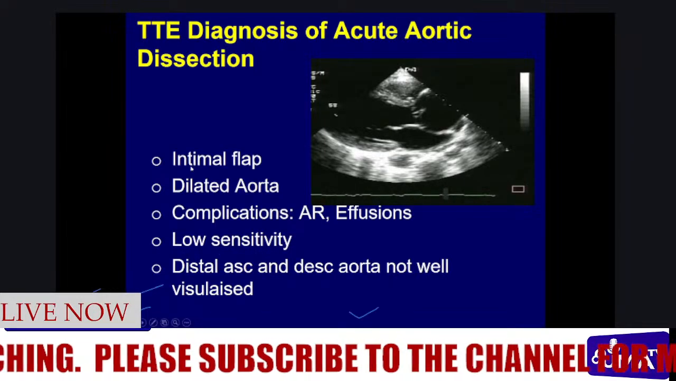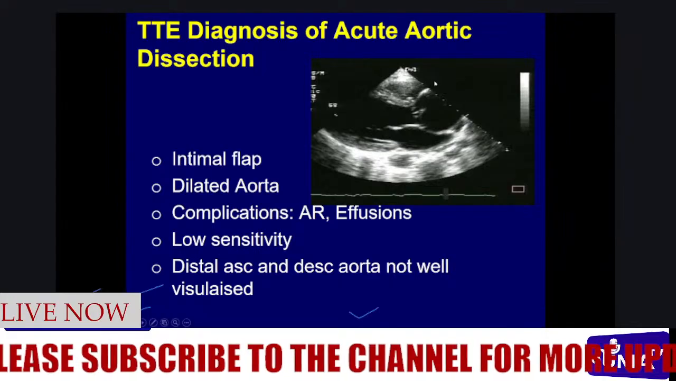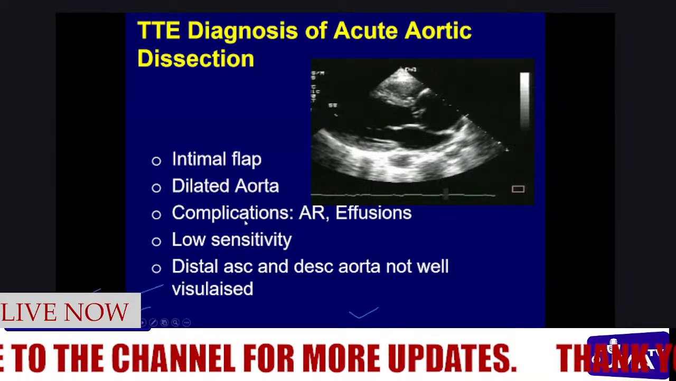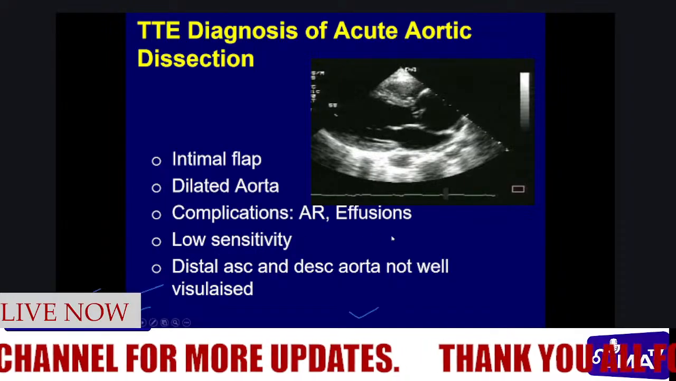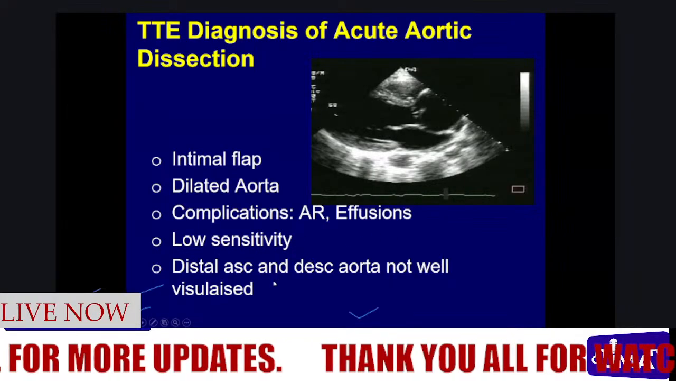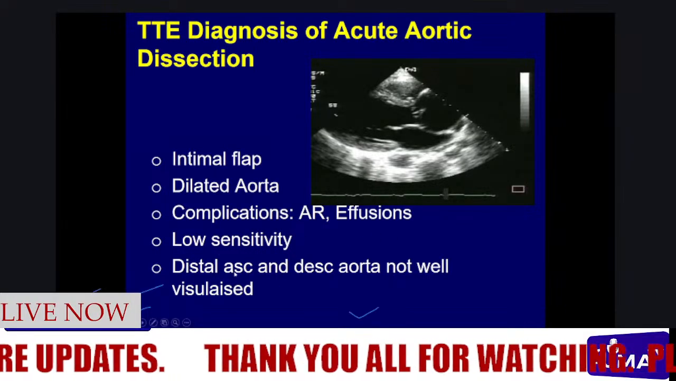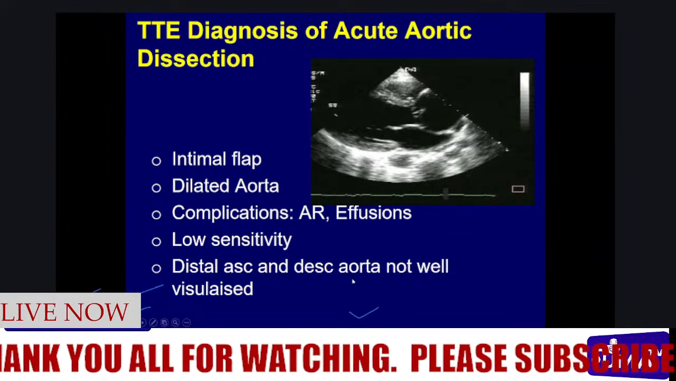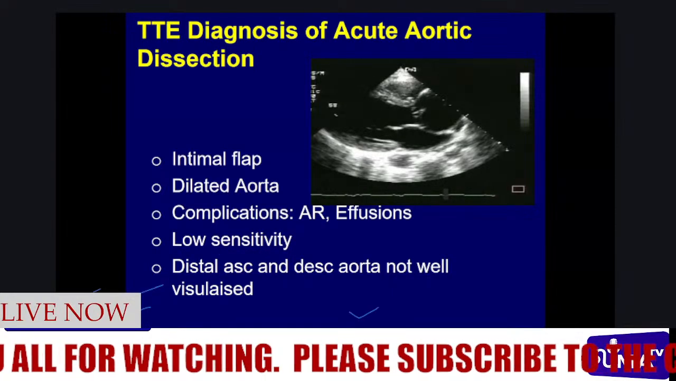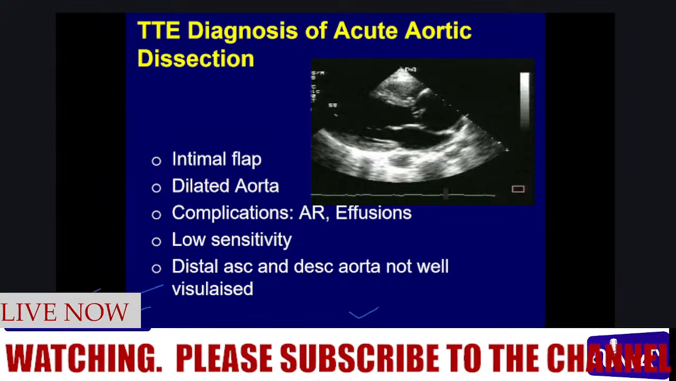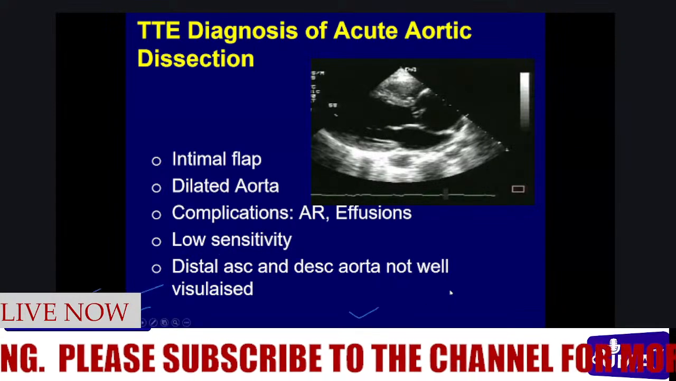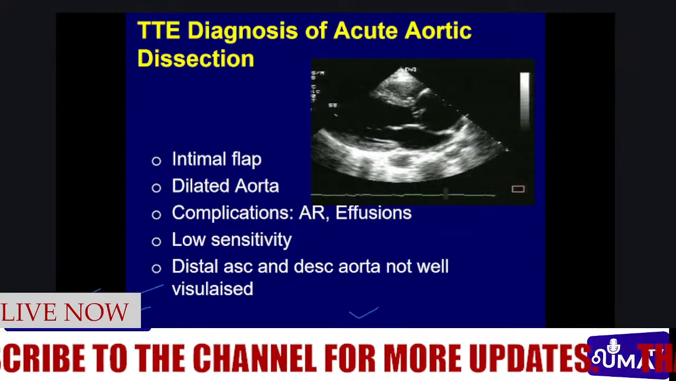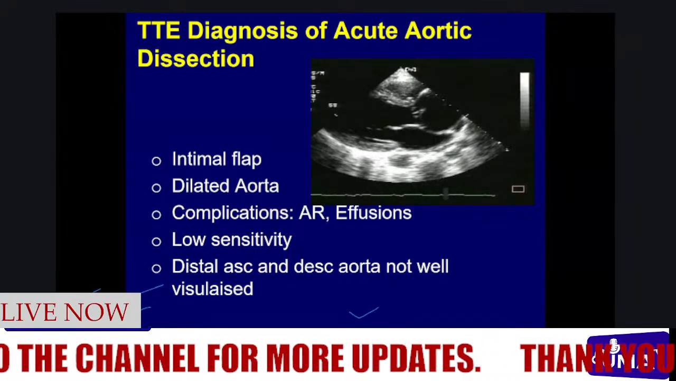Of course, we are looking for the intimal flap, the dilatation. Like here, you can see that the ascending aorta is really dilated. Complications like AR and effusions, but it has a very low sensitivity, and you cannot visualize the ascending and descending aorta. So what this means is, if you suspect aortic dissection and you send your patient to a cardiologist and they tell you that echo is normal, it does not rule out aortic dissection. You have to go further and do more testing.